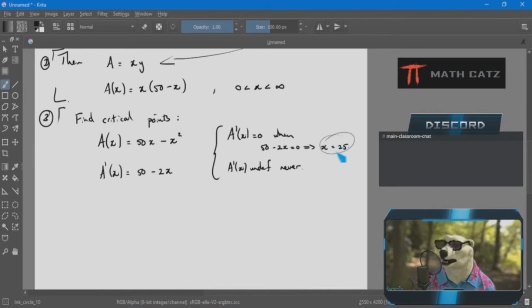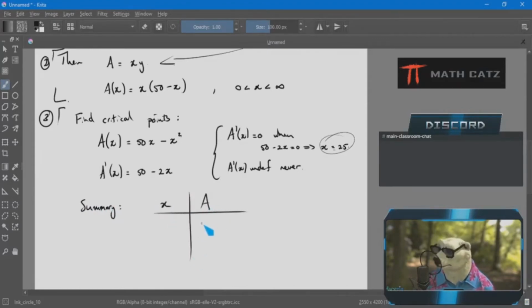So that is the only point that I'm getting out of this. It does fall in my interval, so I want to consider that. And in this simple case, for sure, that's probably where the answer is. But I want to be thorough in my summary here of all things I need to consider: x values, and then area values. Of course, there's no y, that is my y value, so to speak.